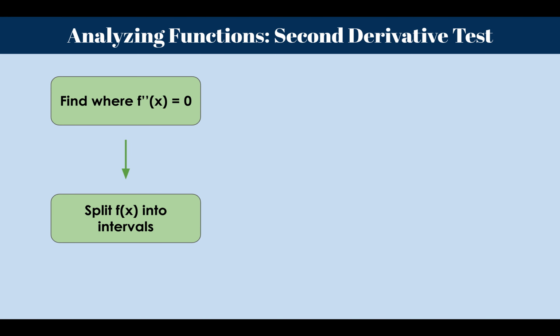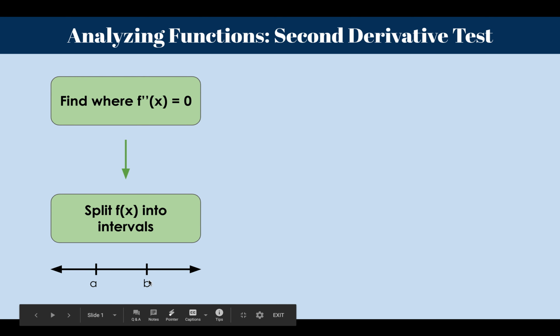Similar to the first derivative test, we start off by finding where the second derivative of the function is 0. And once we do this, we can split up f of x into those intervals. So let's say a and b were the two areas where the second derivative was 0. Then we can mark these on the line and split this graph into those intervals.